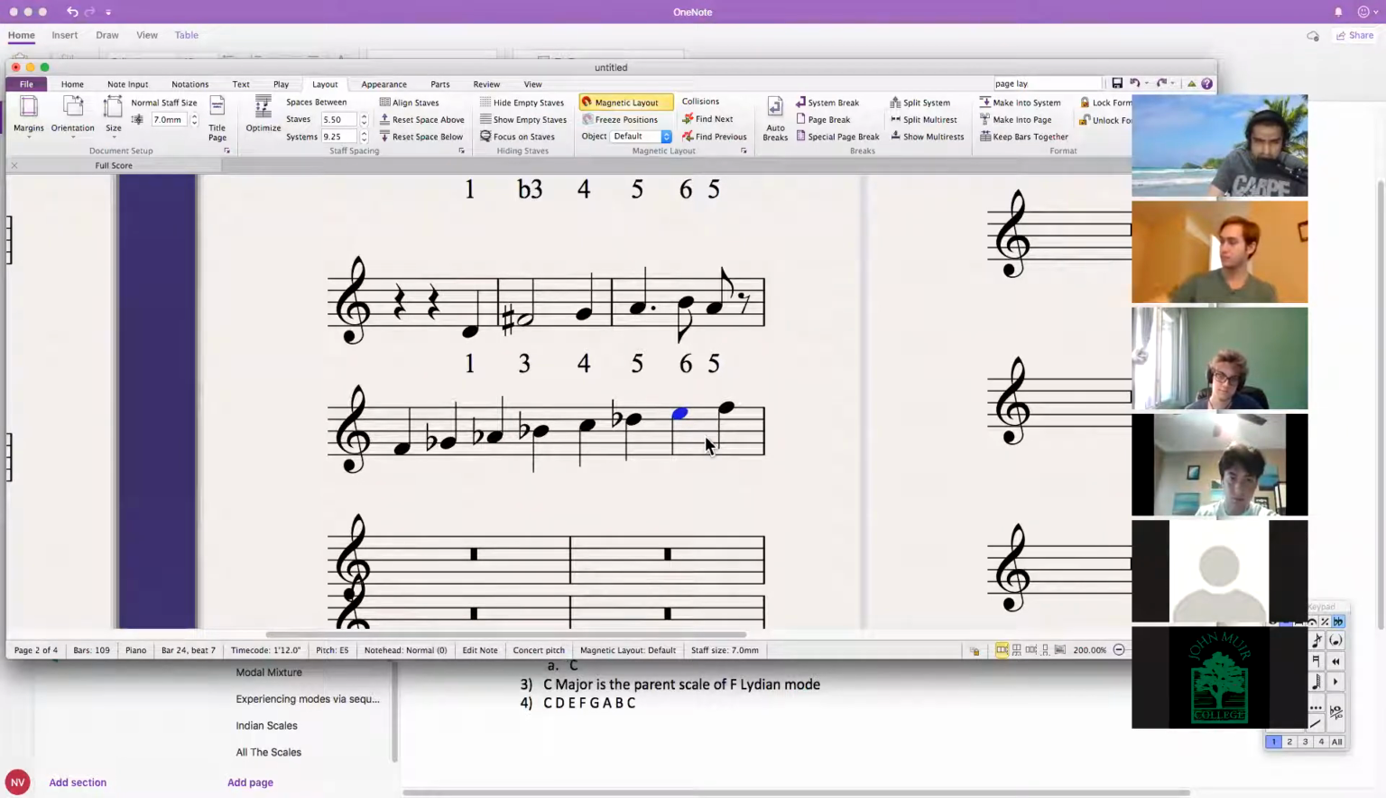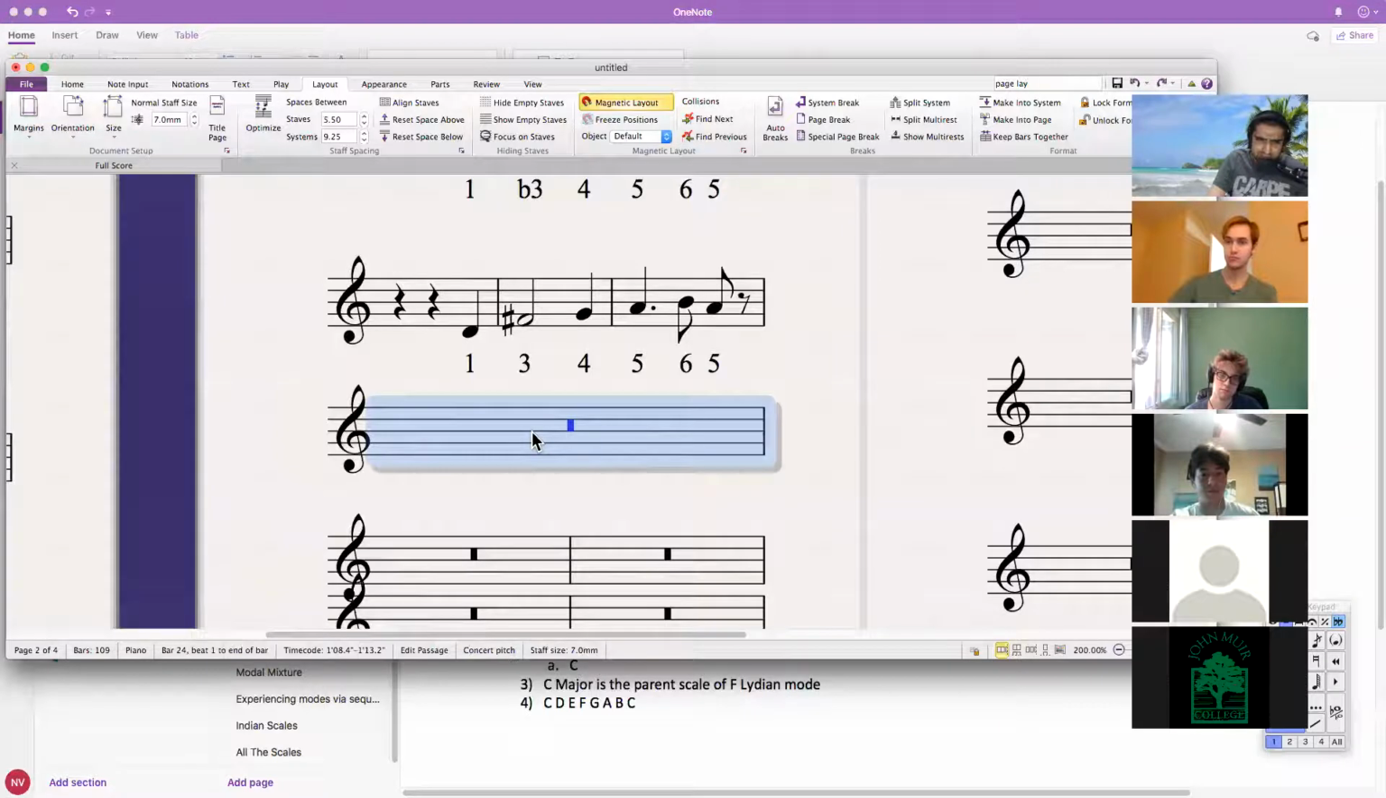Or you could be like, F Phrygian mode, what's that? You could say, well, does this fit into a major scale that I know? In other words, is there a major scale that has the same key signature as F Phrygian mode?